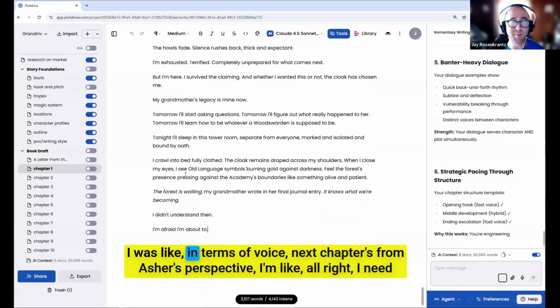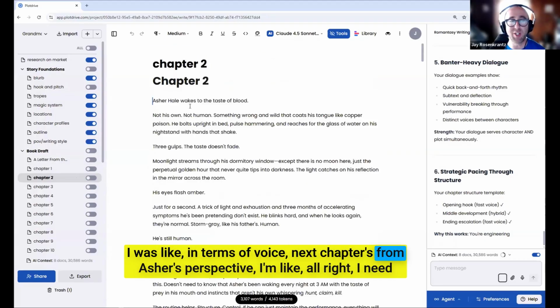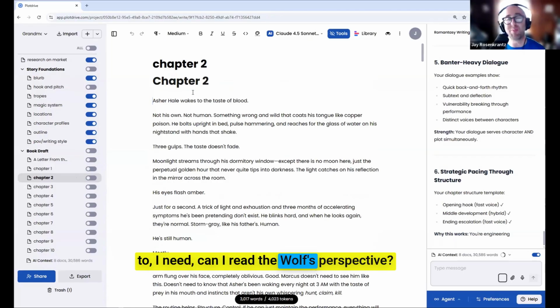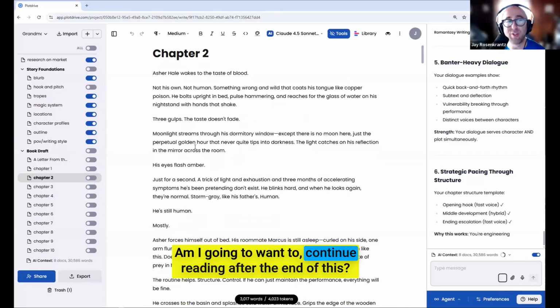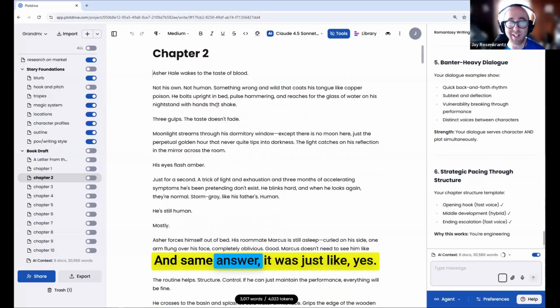I was like, in terms of voice, next chapter is from Asher's perspective. All right, can I read the wolf's perspective? Can I read the fated mate's perspective? Is this going to be readable? Am I going to want to continue reading after the end of this? And same answer. It was just like, yes.